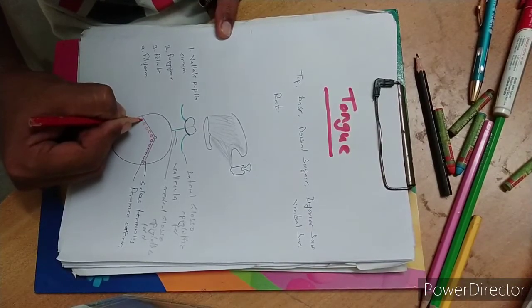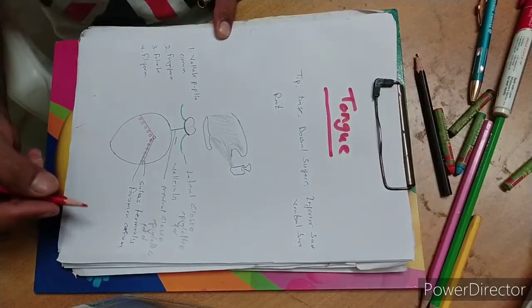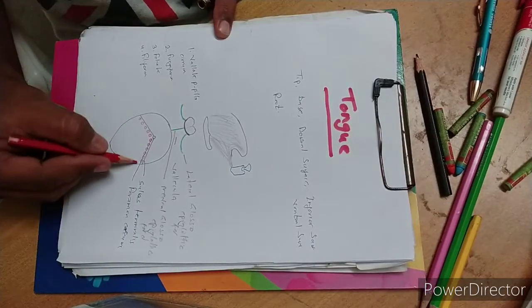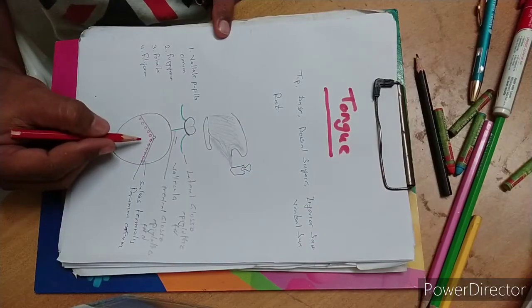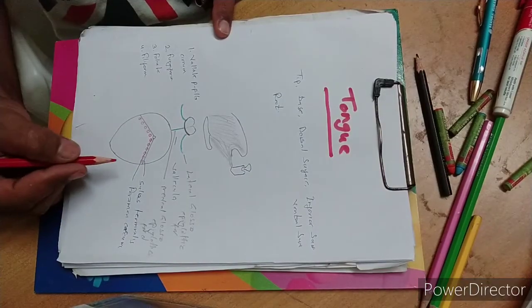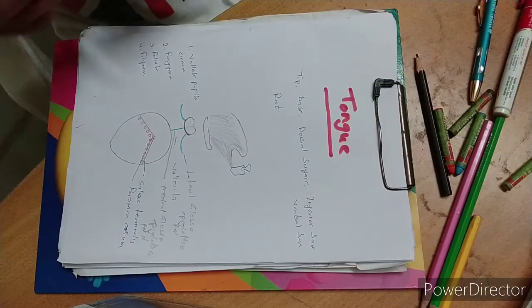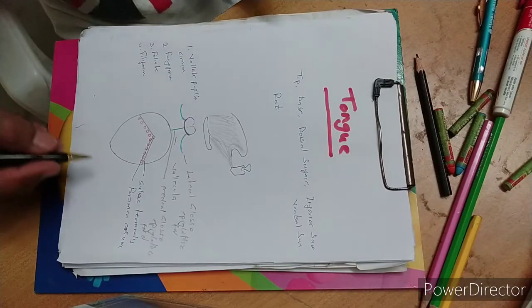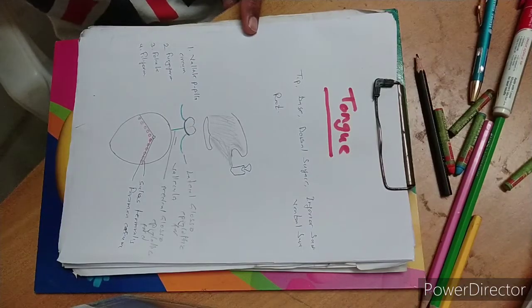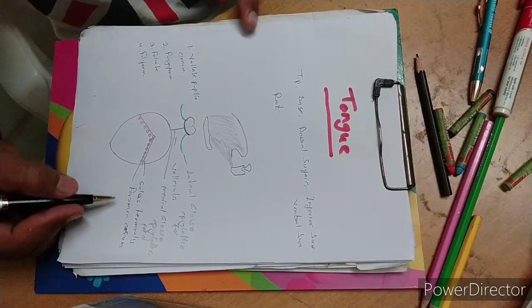Or we can say, in front of the sulcus terminalis. So these are the vallate papilla, or circumvallate papilla. These vallate papilla are circular in shape, and they have a truncated cone. The base is wide and the apex is conical in shape. So look here.